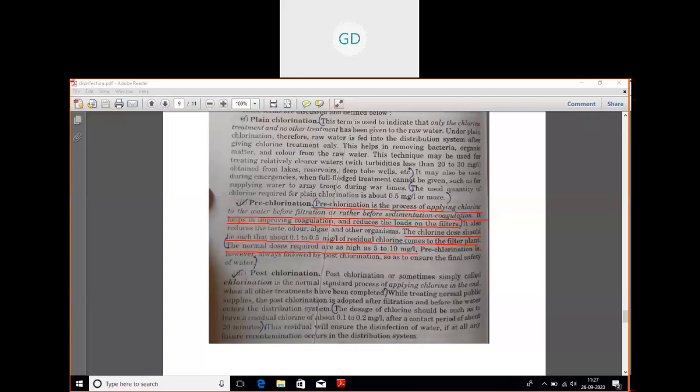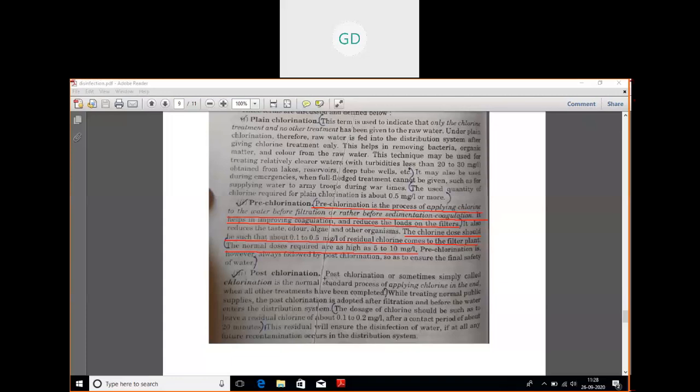And after your pre-chlorination, it is always followed by what? Post-chlorination. So pre-chlorination is done, then post-chlorination should also be done for your final safety. So what is post-chlorination? From the name itself, post means at the end. Post-chlorination is applied at the end of all your treatment processes.